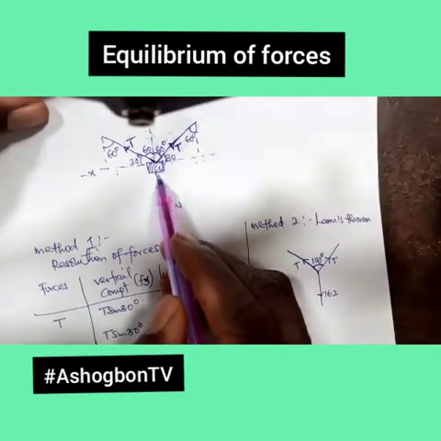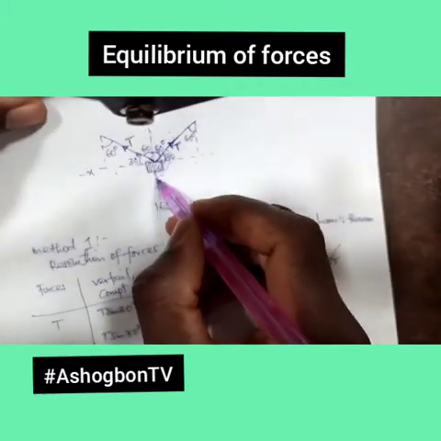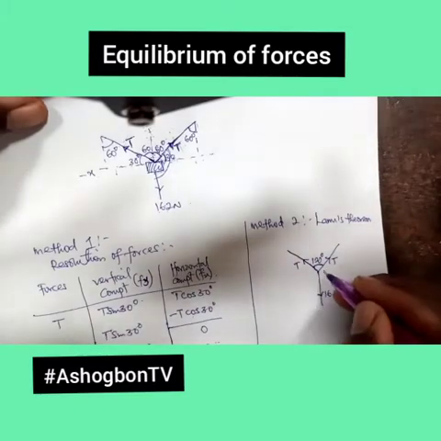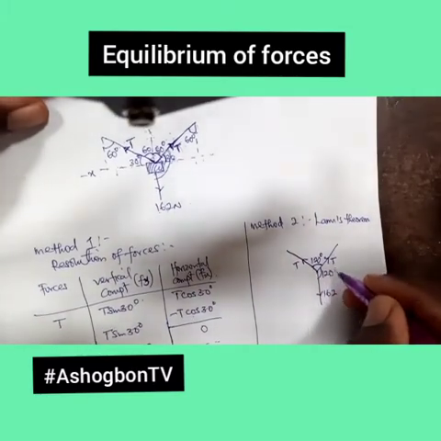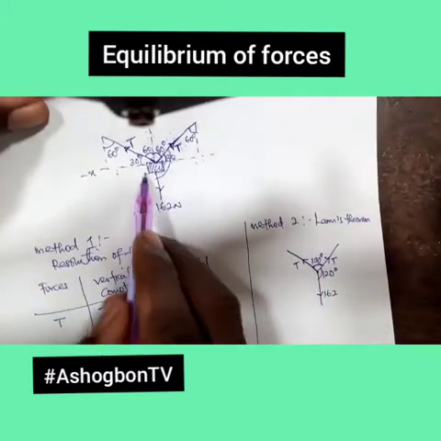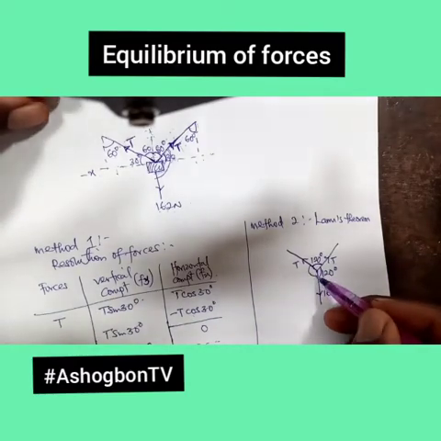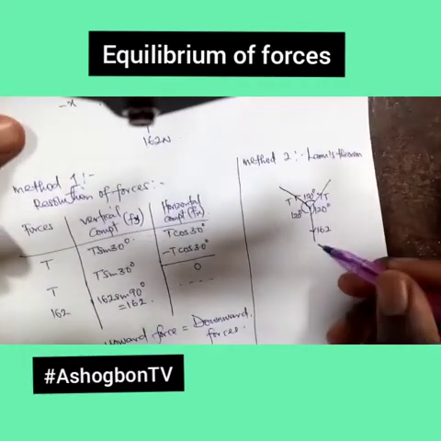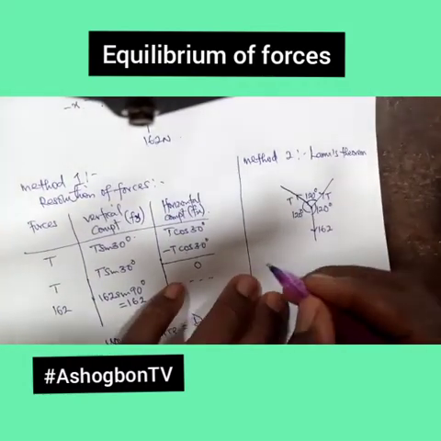So let's see. Here I'm going to add up these two also. If I'm adding up these two, that means I have 30 plus 90. What would that be? That's going to be 120 degrees. So here also 30 plus 90 will also give 120 degrees. And if that is the case, then from here I can now use my Lami's theorem.